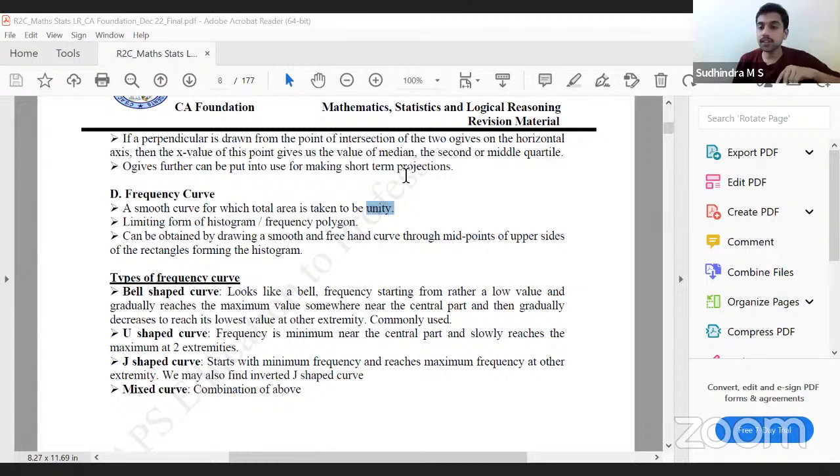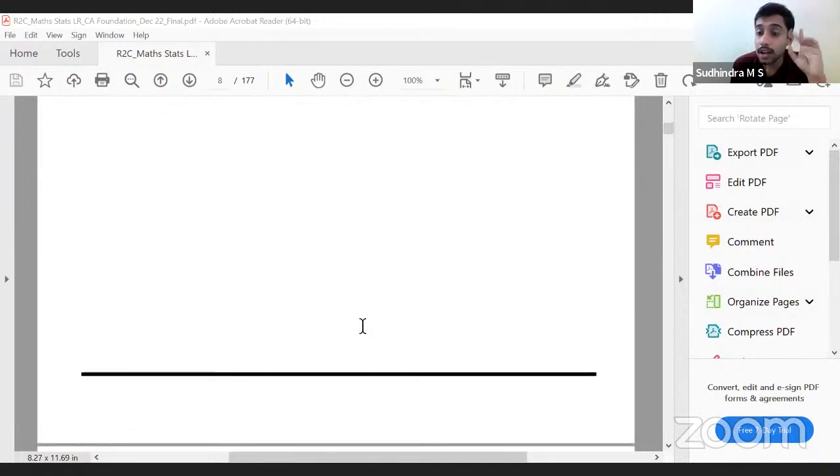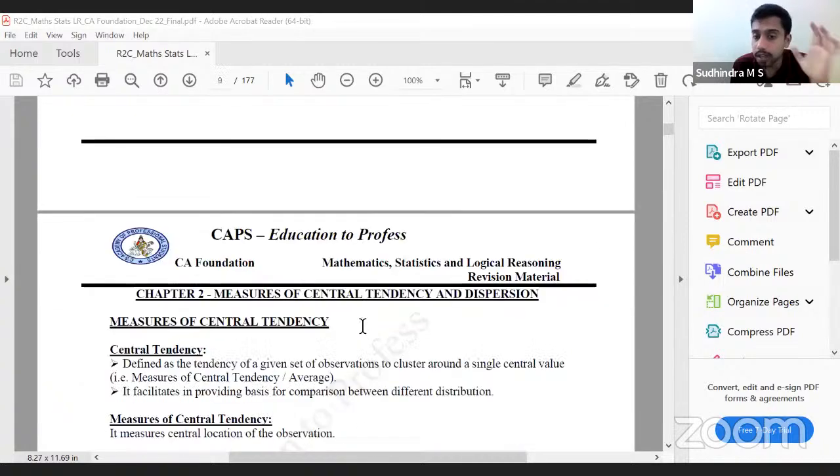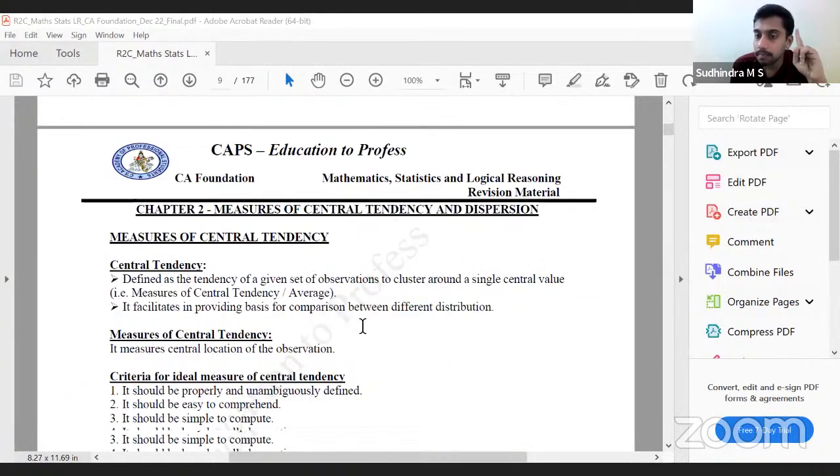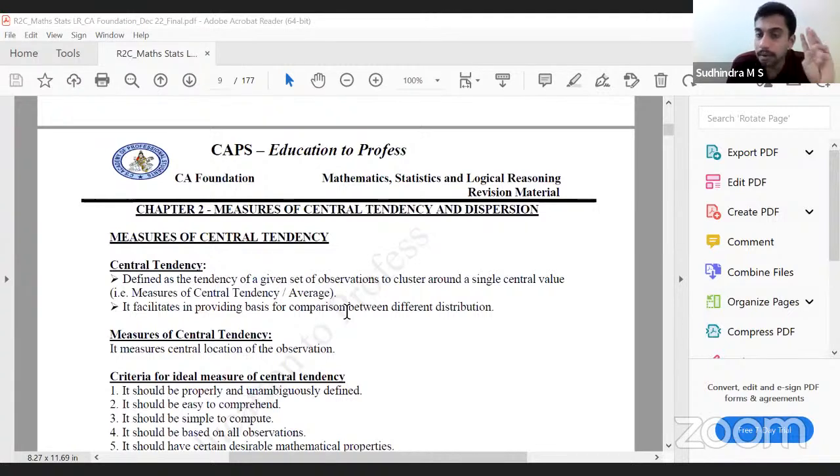With this, we are done with the first chapter, the first chapter on statistical description of data. Now, instead of directly moving on to discussing some of the questions, we will finish the second chapter also. We'll look into the questions of the first and second chapter together. Okay. So, what is the second chapter? Very important chapter in statistics. Right? Measures of central tendency and dispersion. It has 2 parts, measures of central tendency and measures of dispersion.